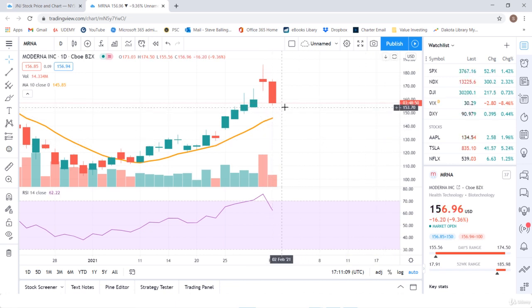So right now, you can see as far as where that is. And we're definitely above our moving average. But look at our RSI. See how it's different than Pfizer? So this might be showing more of an overbought condition. So why? Because we had this big run up here.